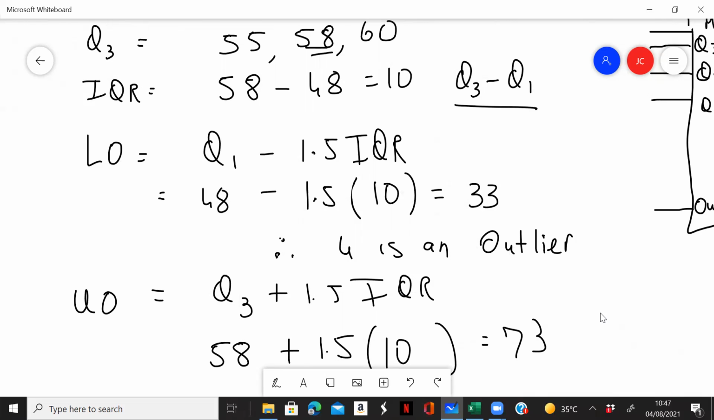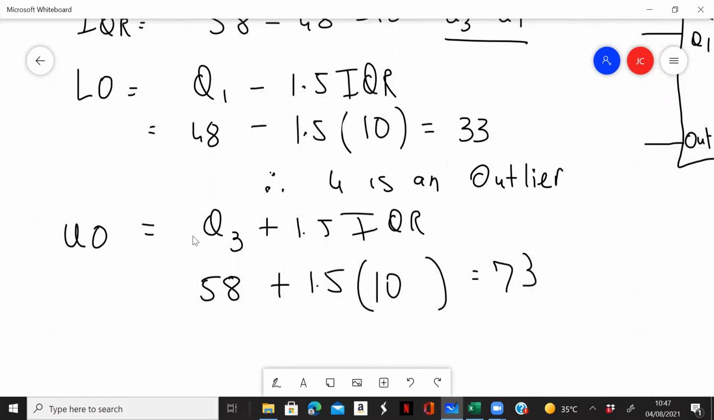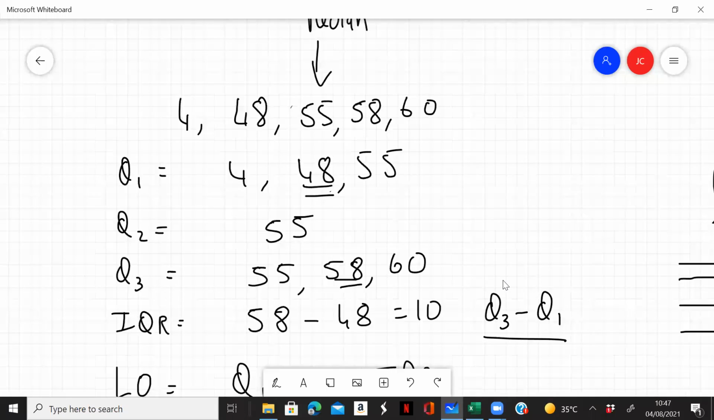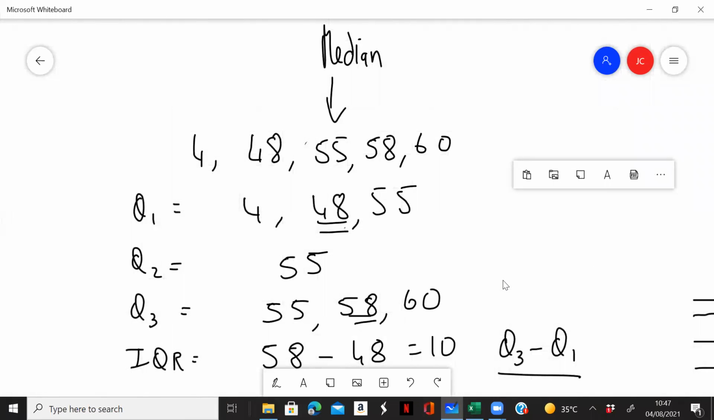Okay? Now let's look at the upper outlier. This time it's Q3, 58, plus 1.5 IQR. So 58 plus 1.5 times 10, and you get 73. So anything above 73 is an upper outlier. Which means that we have no upper outliers because our highest mark was 60. So we don't have any upper outliers.